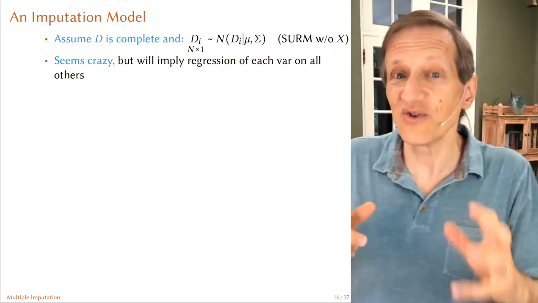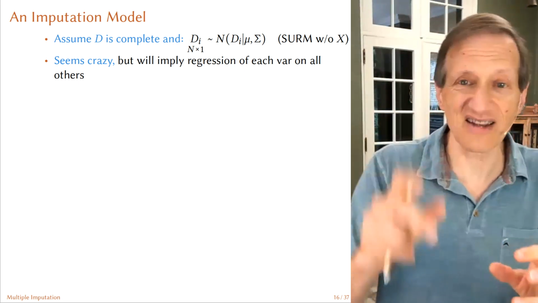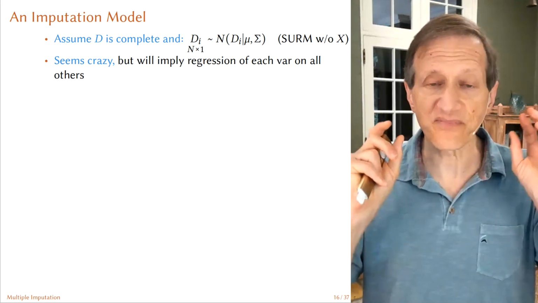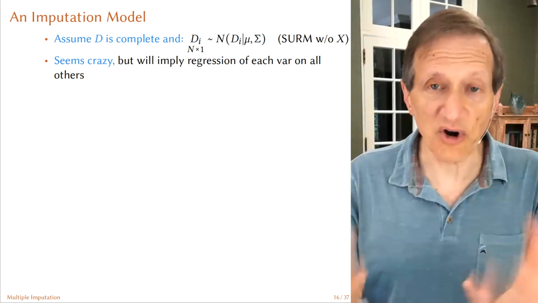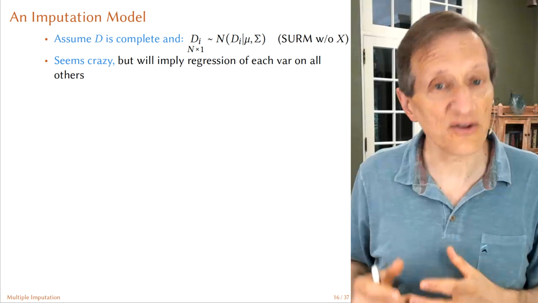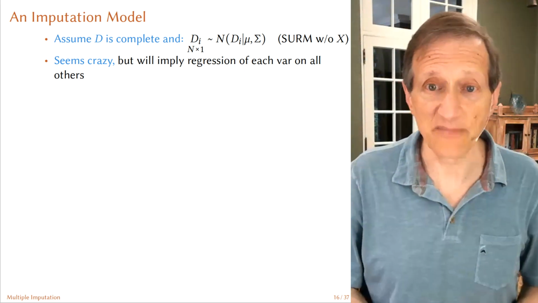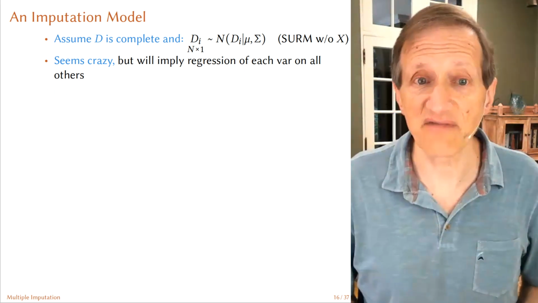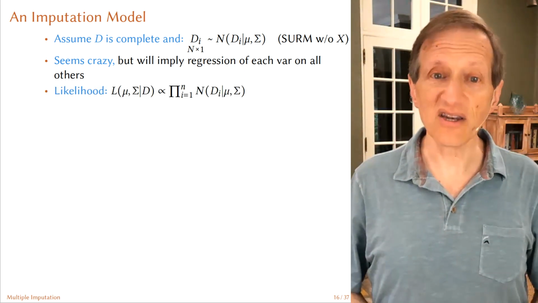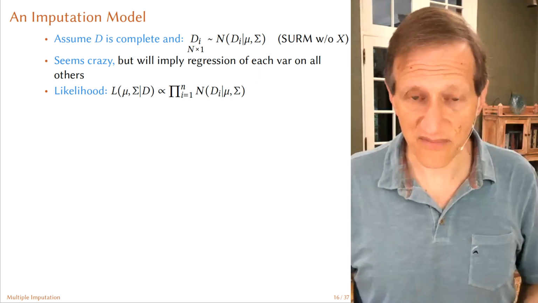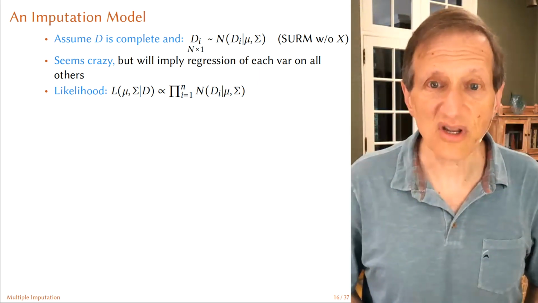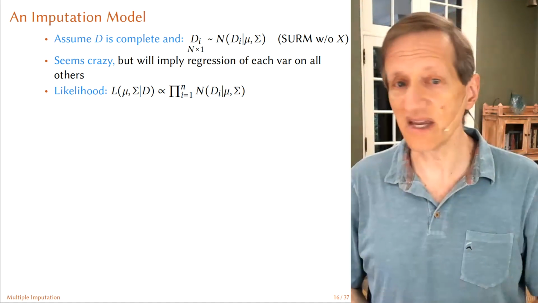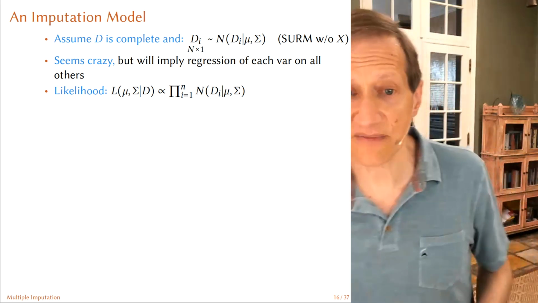So all you need to do is estimate the mean vector and estimate the sigma matrix, and you can estimate from that the regression of any variable on any other set of variables in D. So it doesn't seem like it makes sense at first, but it makes sense because of that fact. So the likelihood, given the probability distribution, still without any missing data, is very simple. You just take the product over the n observations, assuming independence.